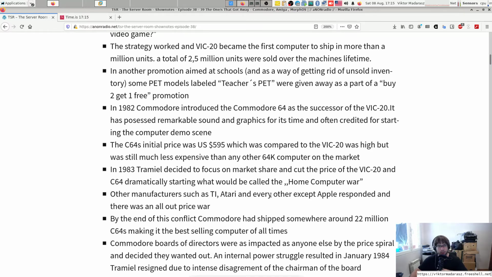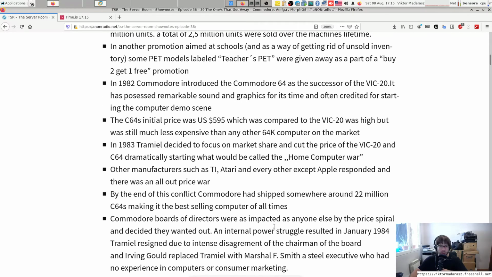In 1983, Tramiel decided to focus on market share and cut the price of the VIC-20 and the C64 dramatically, starting what would be called the home computer war. Other manufacturers such as Texas Instruments, Atari, and pretty much every other one except Apple responded, and there was an all-out price war. By the end of this conflict, Commodore had shipped somewhere around 22 million C64s, making it the best-selling computer of all time.